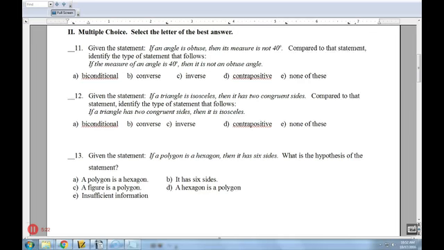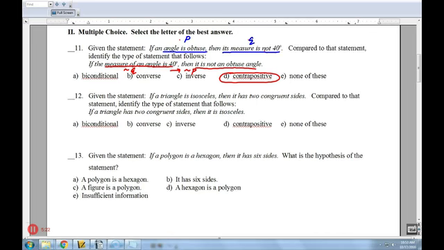Number 11, given the statement, if an angle is obtuse, then its measure is not 40. So this is my hypothesis, or my P, and this is my Q. Its measure is not 40. Compared to that statement, identify which type is as follows. If the measurement of an angle is 40, well, when I look up at the above equation, this portion was the Q before, but not only was it Q, they got rid of the word not. So they negated Q, and they said it's not obtuse, so then it negated P. So not only did they flip P and Q around, but they negated both of them. And that is an example of the contrapositive. You take the original statement, you flip the if and the then, and you negate both sections.